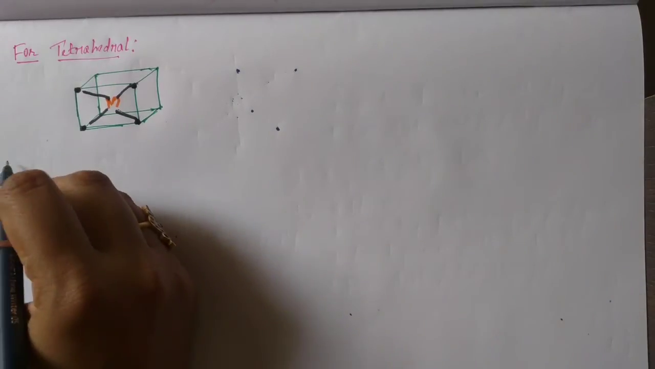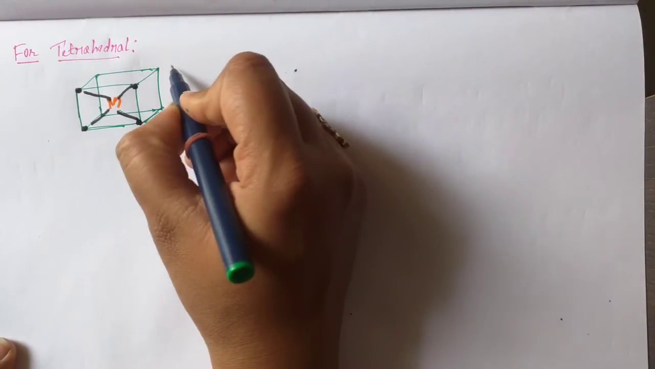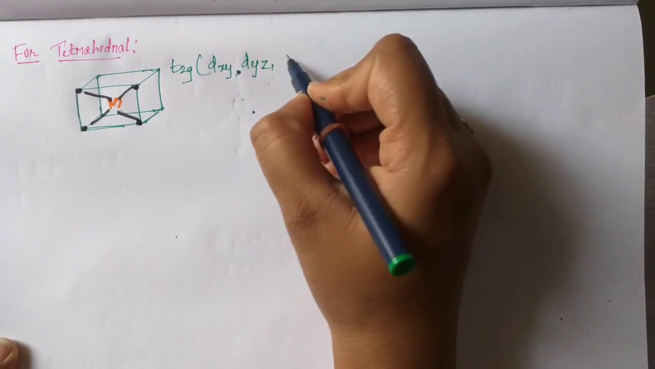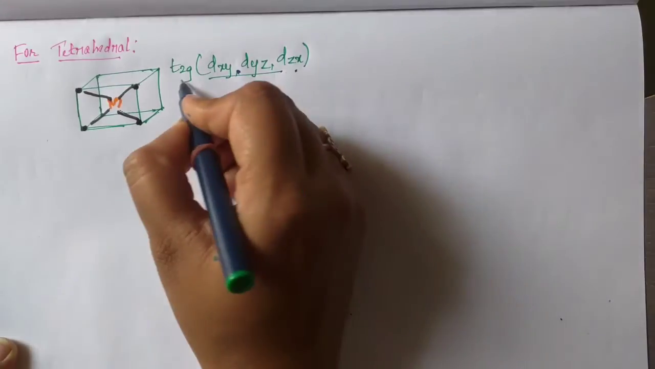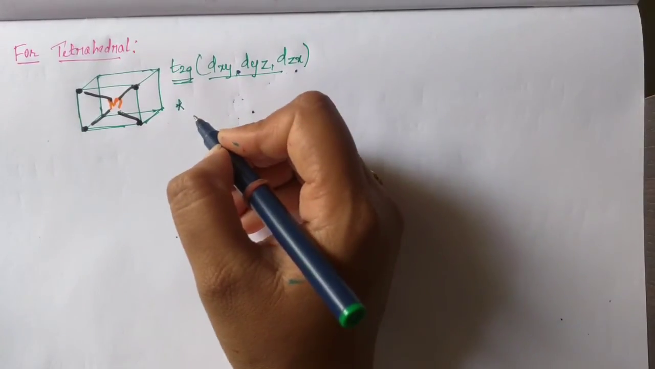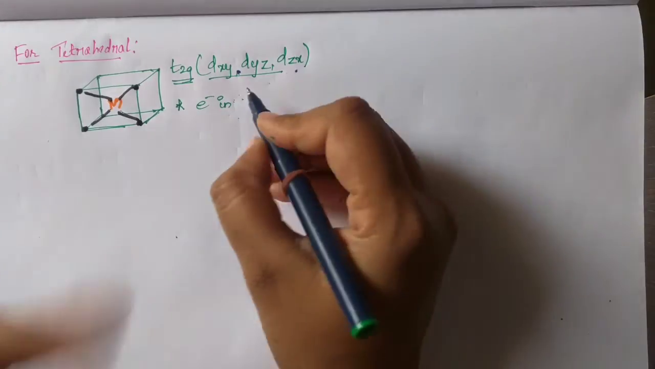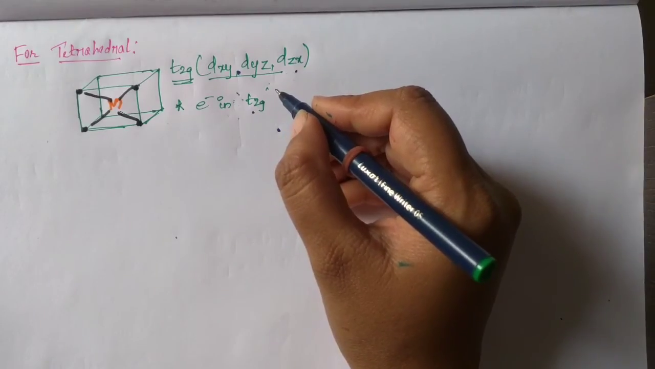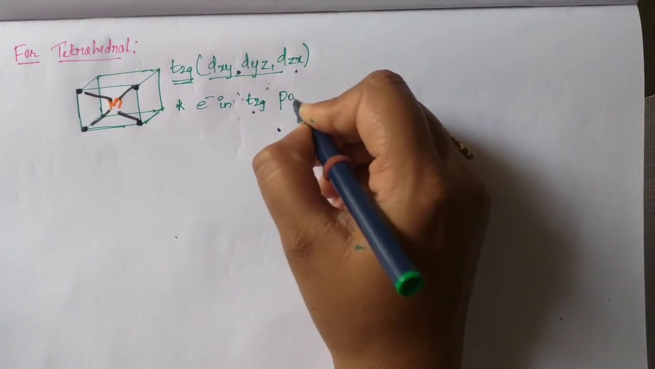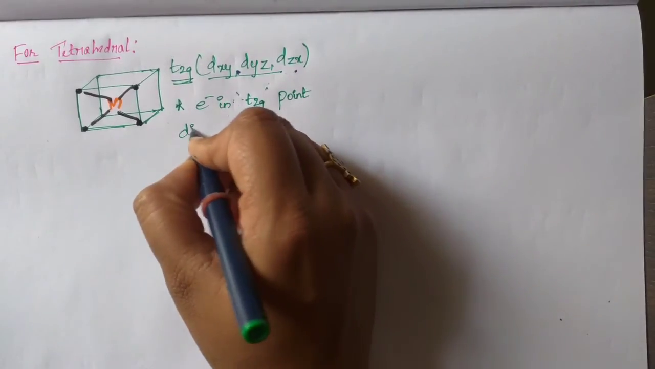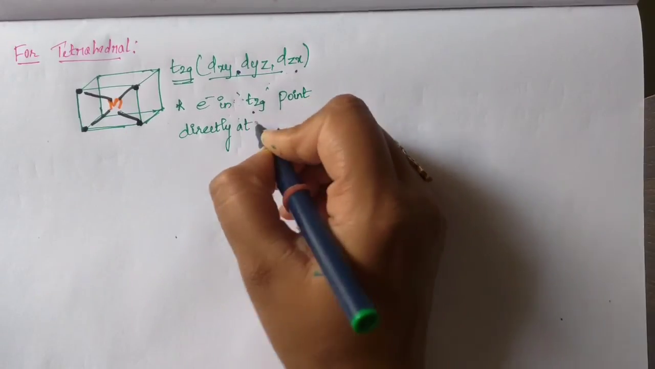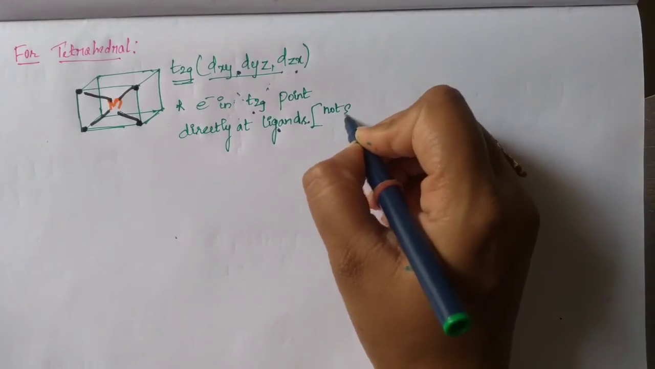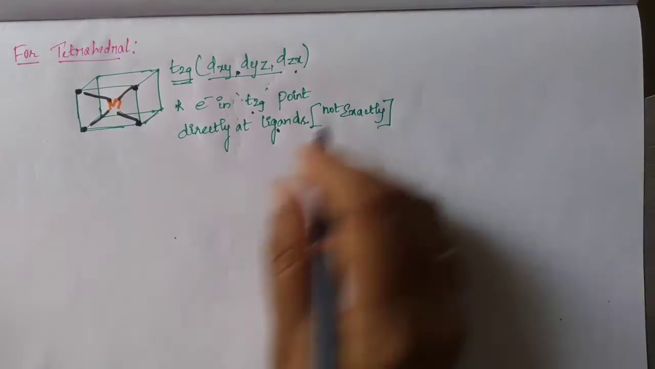Here, the t2g level for tetrahedral, the t2g level, that is dxy, dyz and dzx, the electrons present in this t2g point directly at ligands but not exactly, because of some deviation in the structure.